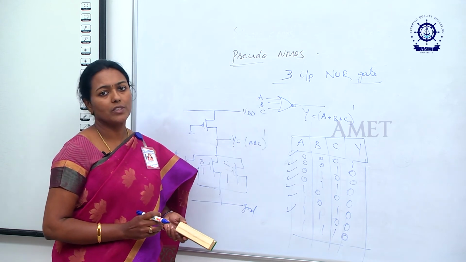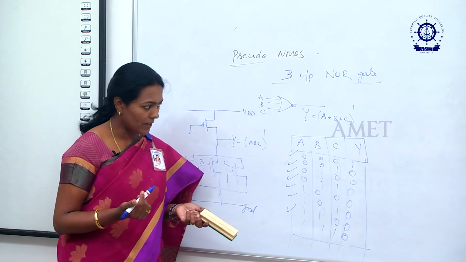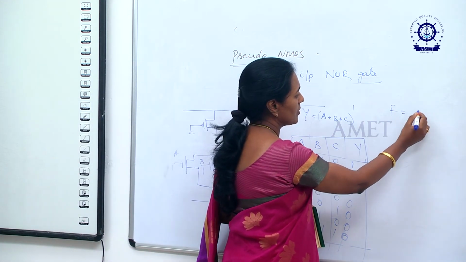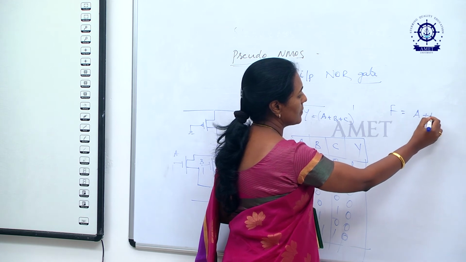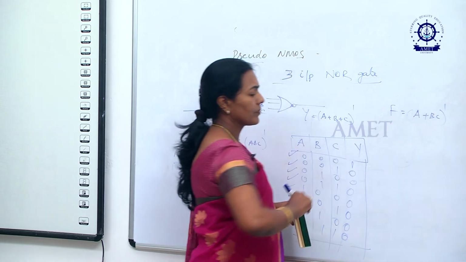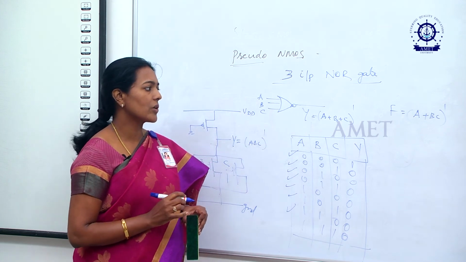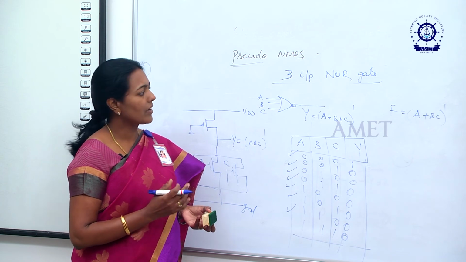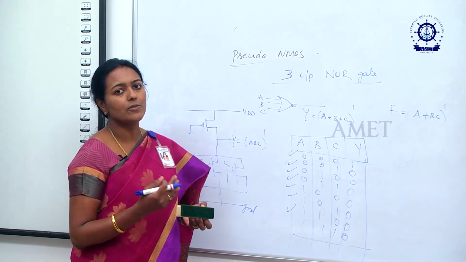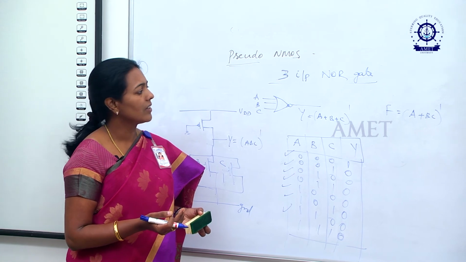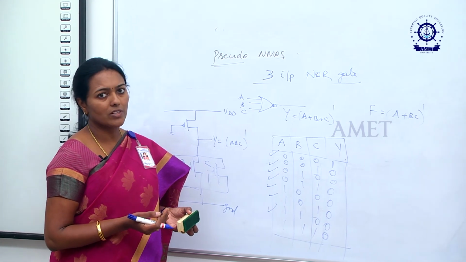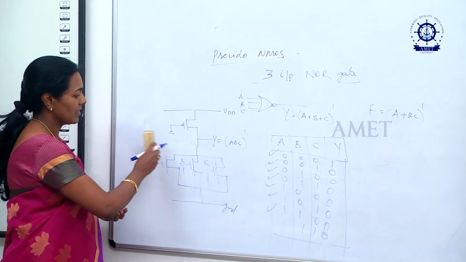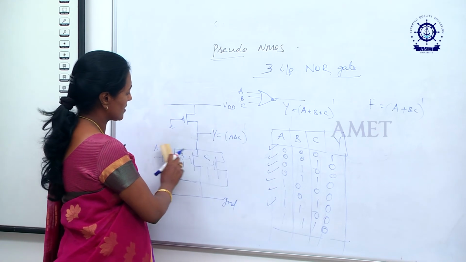A 3 input NOR gate is shown here. The same thing is applicable for other complex structures also. Let us see a function f is equal to (A plus BC) the whole complement. How many transistors are required? 3 transistors are required. You can have combinations of both the NOR gate as well as the NAND gate. In this case, we can have this pseudo NMOS structure. How many transistors are required? 3 plus 1, 4 transistors are required. Now, I can draw that structure also.